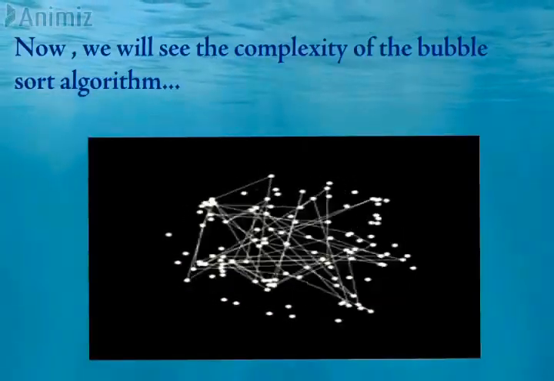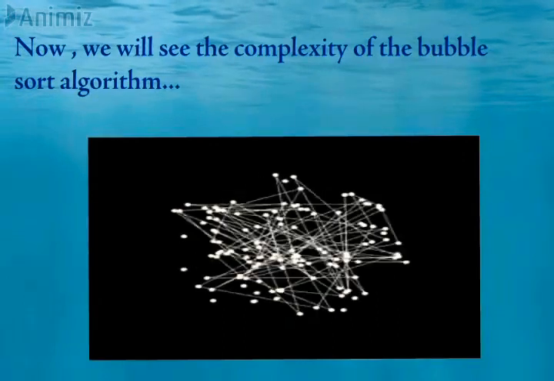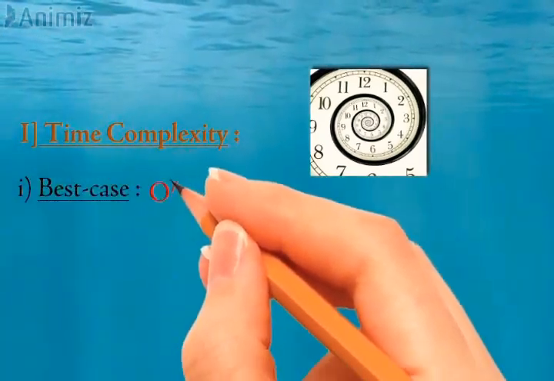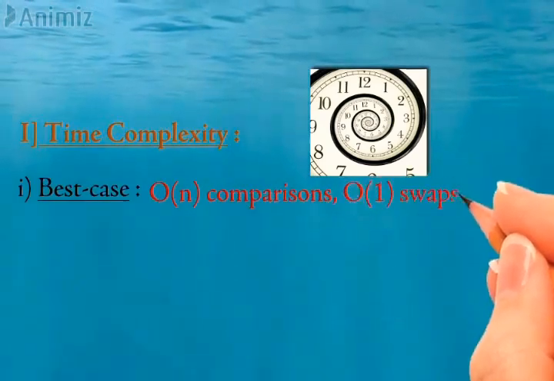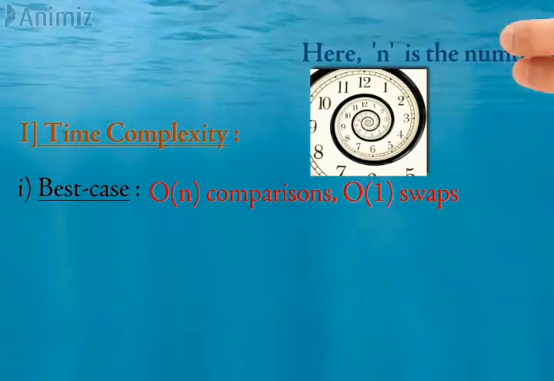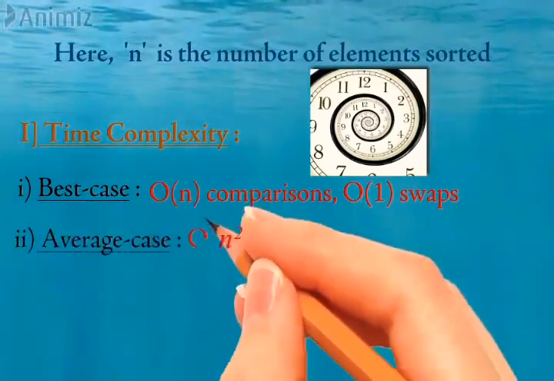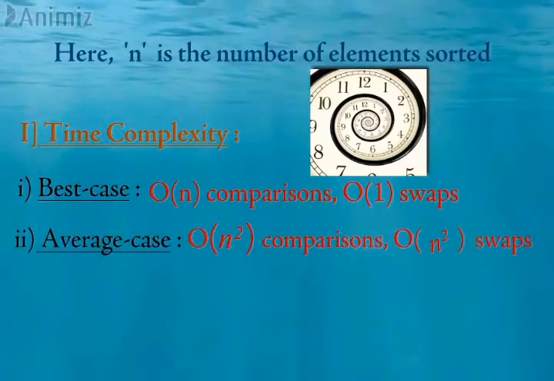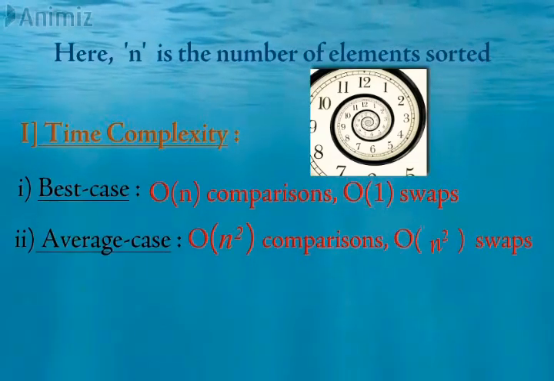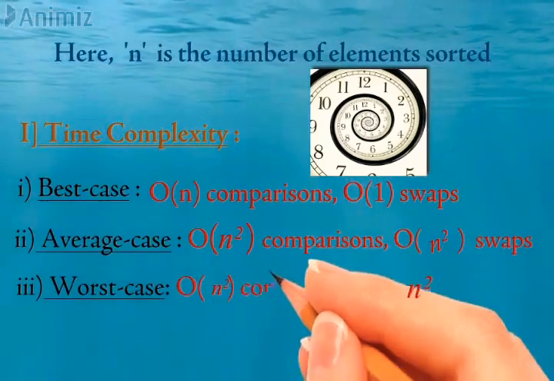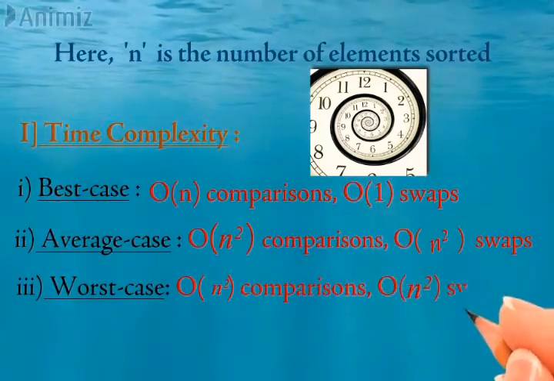Now, we will see the time and space complexity of the bubble sort algorithm. First, time complexity. Best case time complexity of the algorithm is O of n comparisons and O of 1 swaps. Here, n is the number of elements to be sorted. Average case time complexity will be O of n square comparisons and O of n square swaps. Worst case time complexity is O of n square comparisons and O of n square swaps.